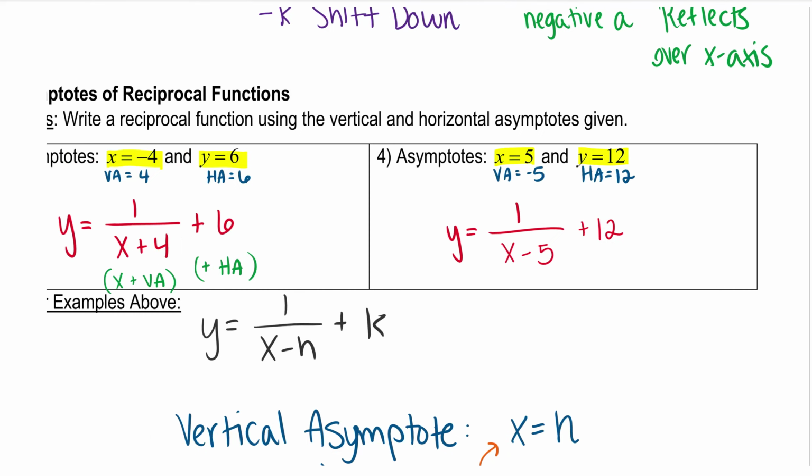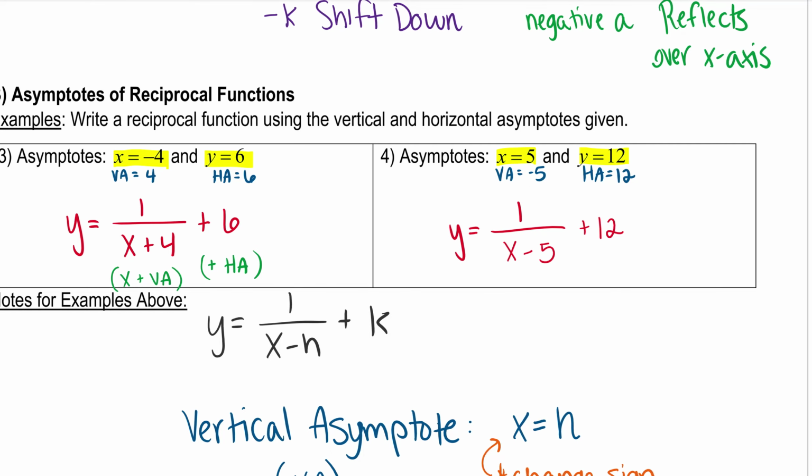So it just gives me the two asymptotes. I just have to plug them in correctly. So you have to put them in the right spot first off. H is on the bottom, K is on the side, on the right. And then you got to flip the sign of H. Those are the two main things to remember.